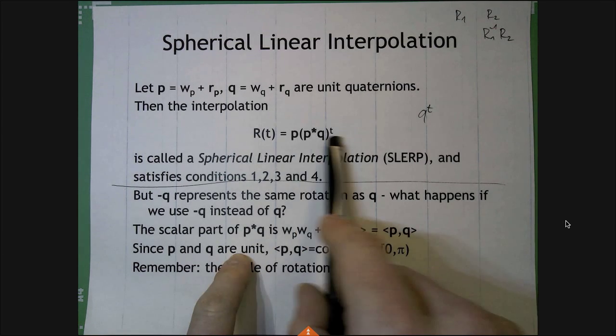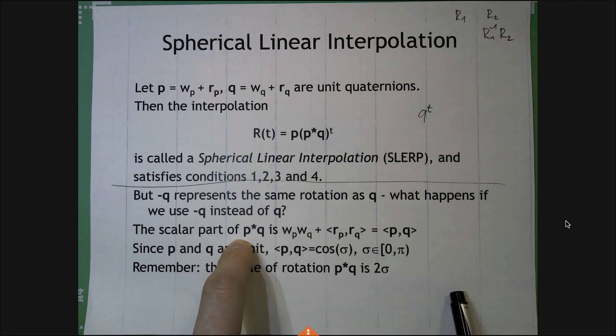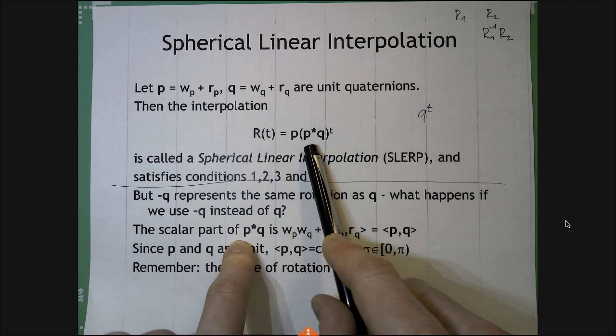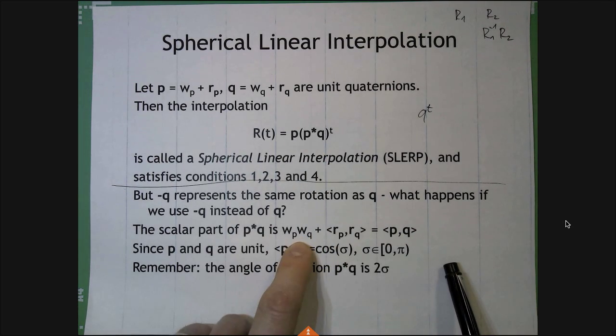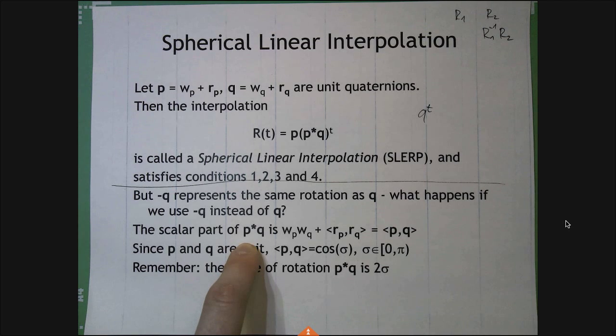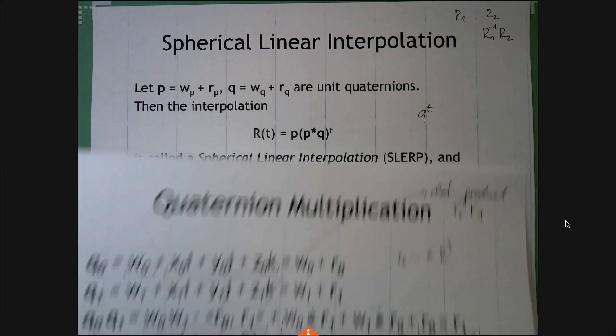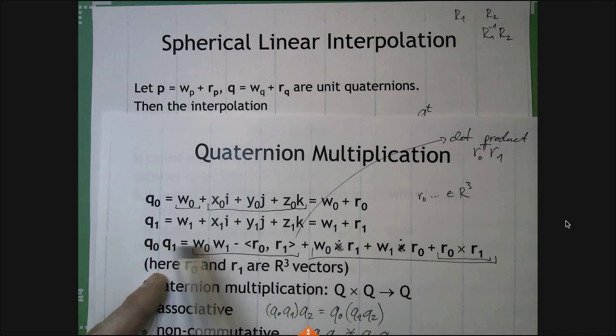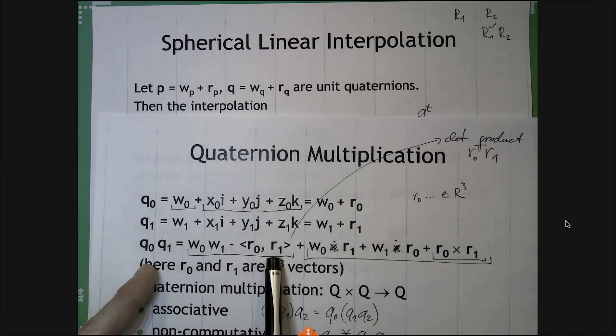The relative rotation between P and Q is P conjugate Q. That's the part we are interpolating, right? So if you look at the scalar part of P conjugate Q, I need to bring it up. I remember it, but maybe you don't. If I do P conjugate Q and look at the scalar part, because Q was conjugated, its vector part was negated. So here I will get plus, okay?